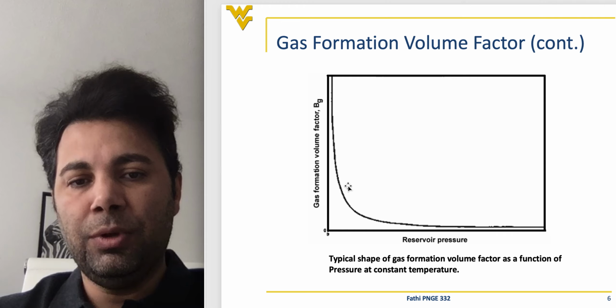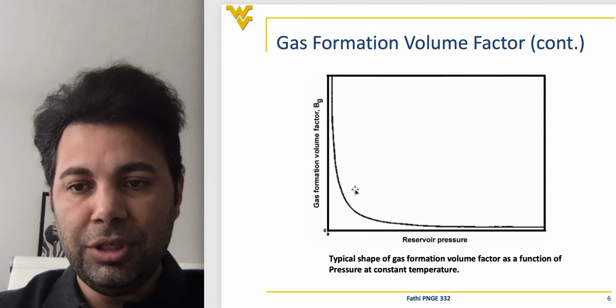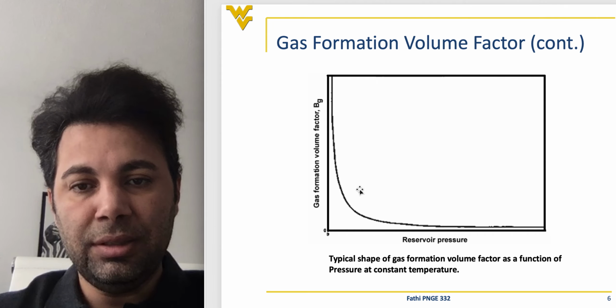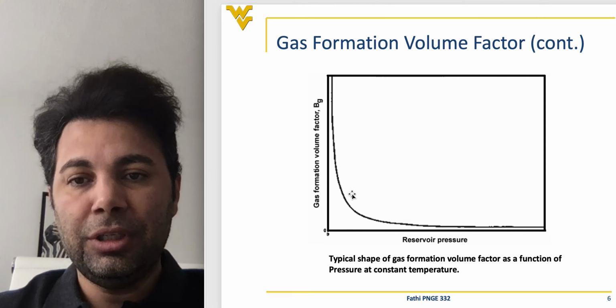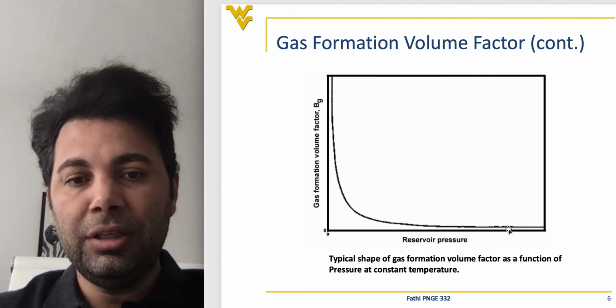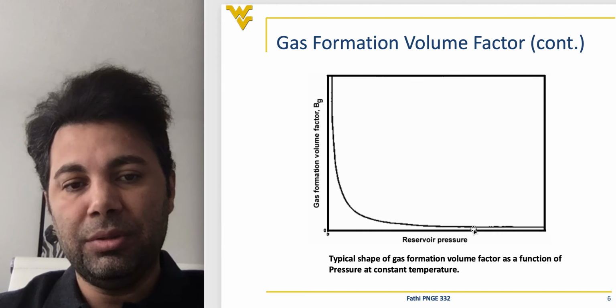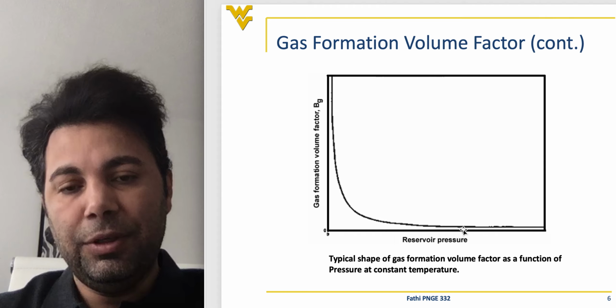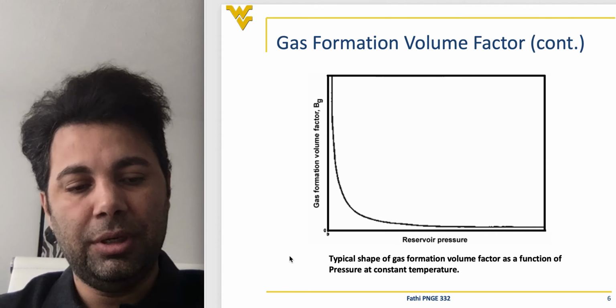Remember, the BG was volume of the gas at the reservoir divided by volume of the gas at the standard condition. At the reservoir, when the pressure is high, the volume of gas is smaller, but as the reservoir pressure goes down, the volume of the gas becomes larger because the gas expands. So that VR goes up, and then the BG exponentially goes up. Okay.